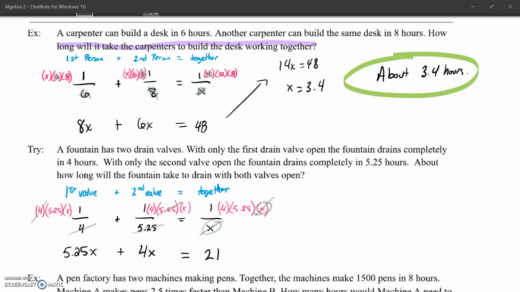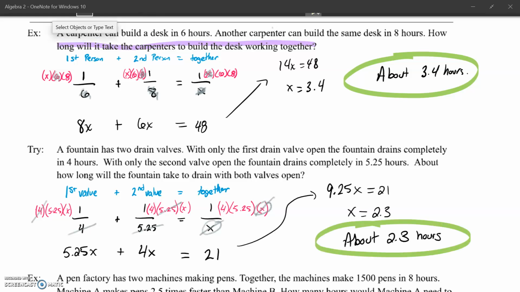After finding our common denominator that we multiply every term by, we get here. And we wind up with about 2.3 hours for this fountain to drain when both valves are open completely.